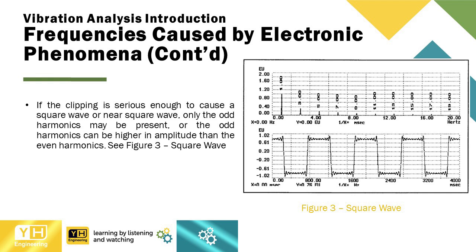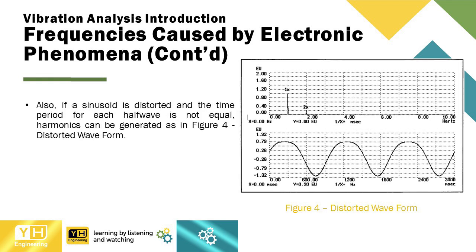If the clipping is serious enough to cause a square wave or near square wave, only the odd harmonics may be present, or the odd harmonics can be higher in amplitude than the even harmonics. See Figure 3 square wave. Also, if a sinusoid is distorted and the time period for each half wave is not equal, harmonics can be generated as in Figure 4 distorted waveform.